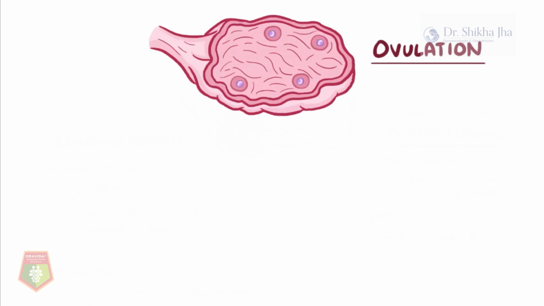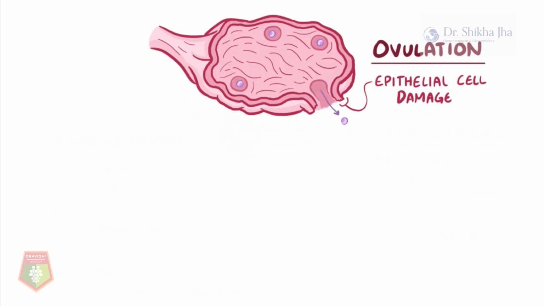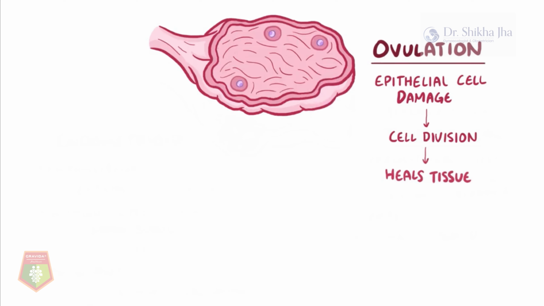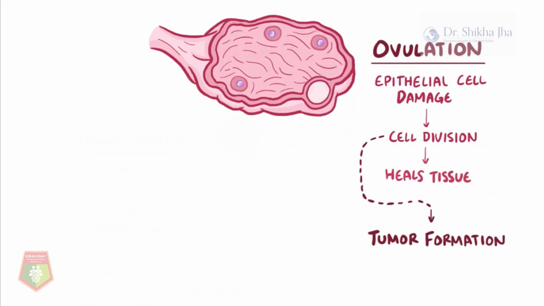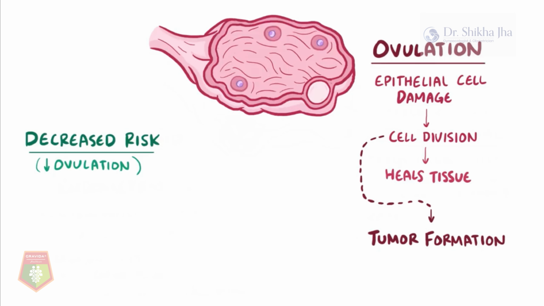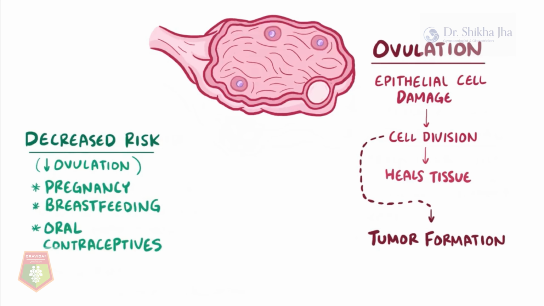So, during ovulation, the follicle ruptures and releases an egg, which inadvertently leads to epithelial cell damage. To fix that damage, the epithelial cells have to undergo cell division to replace and heal the tissue. Each time cells divide, there's a chance of a mutation and the possibility of tumor formation. And this means that with more ovulatory cycles, there's an increased risk of tumor formation. So things that are associated with a decreased risk of ovarian cancer include things that reduce the number of ovulatory cycles, like pregnancy, breastfeeding, and oral contraceptive use.